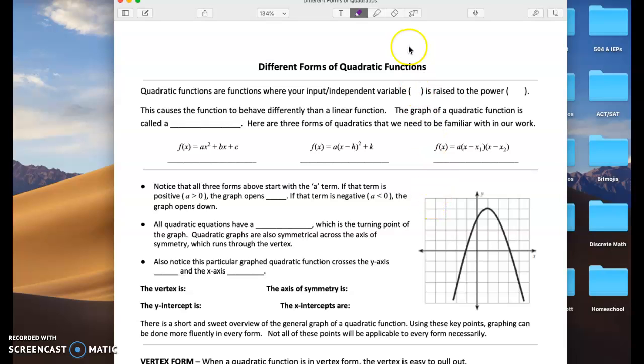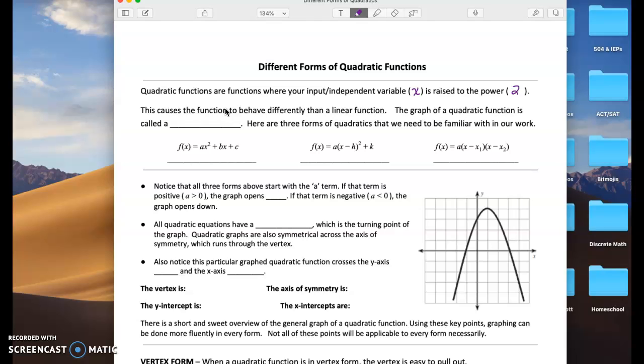So we have three different types of equations of quadratic functions, or the way that we can write them. And then depending on the form that we're given, we can pull out some important information. So remember that anything that has the highest exponent of 2 is going to be in the quadratic function family.